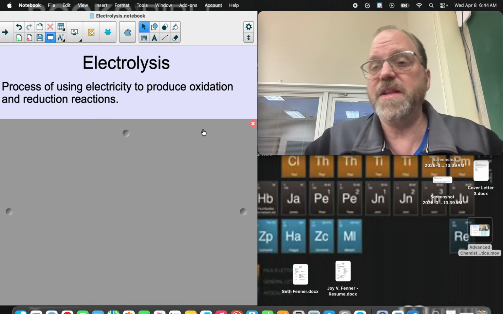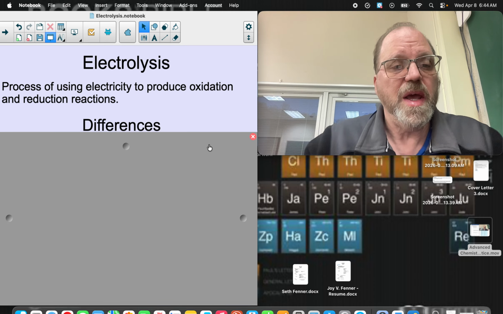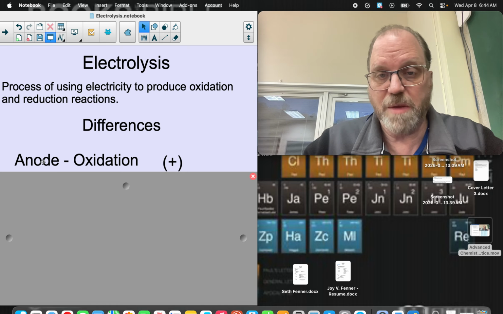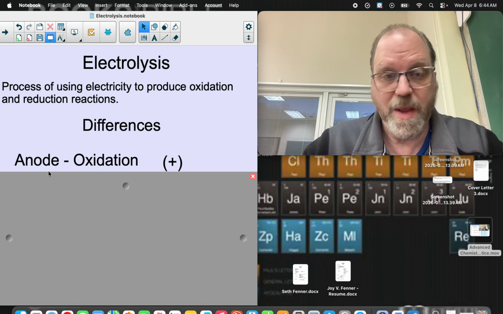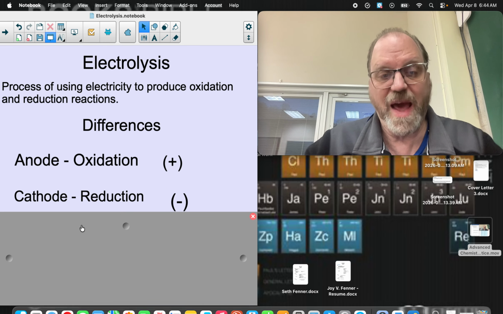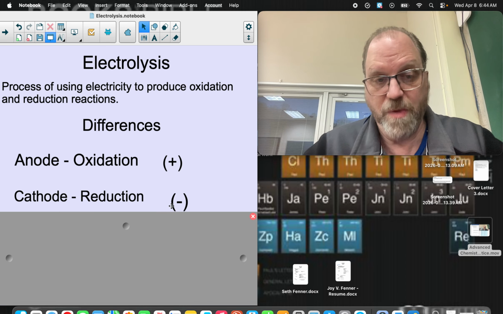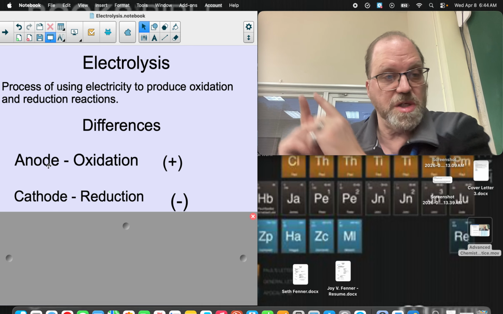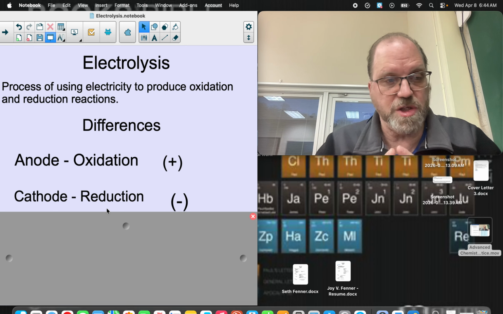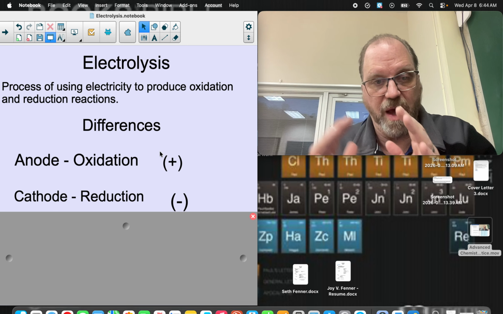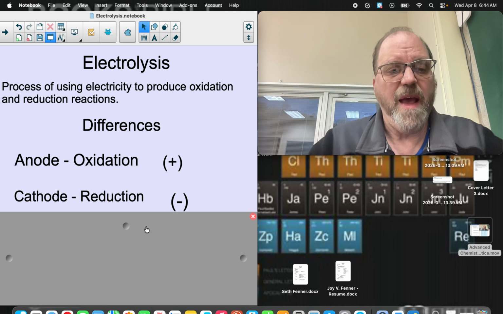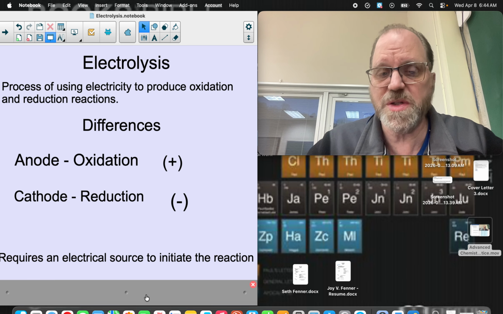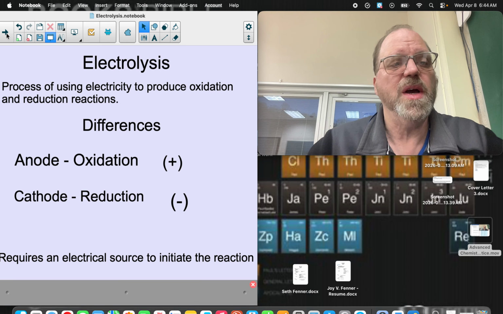Now, we do have some main differences. The main difference here is that oxidation, the anode, is now positive. And conversely, the cathode is now negative, and it's still reduction. Oxidation and anode, reduction and cathode, those still go together. It's just that the charges are different, and the reason why those charges are different is that it requires electricity to initiate the reaction.